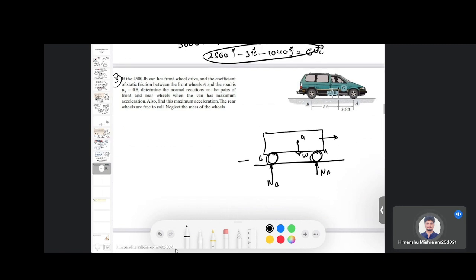And there will be a friction force Fs, which is mu Na. So we are given the coefficient of friction between wheel A and the road, which means the friction is due to this normal force at A only, because no static friction is given for the rear wheel.